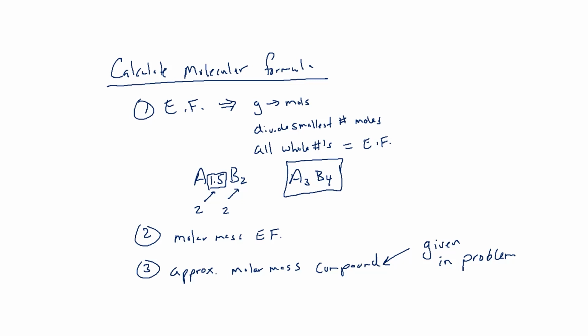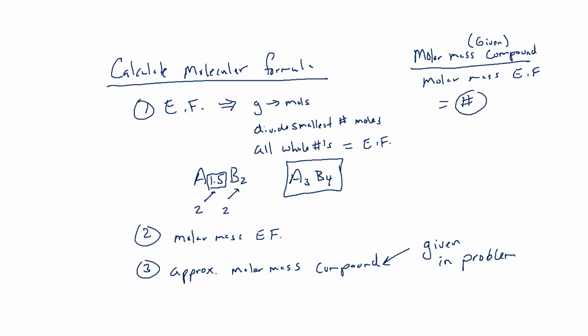Well, we take the approximate molar mass of our compound. Again, that's going to be given to us in the problem. And we're going to divide that number by the molar mass of the empirical formula. So again, molar mass of a compound given to us in the problem divided by the molar mass of the empirical formula, which in most cases we would be calculating. This is going to give you an actual number here. And this number most likely will be a whole number. And it should be probably the factor that you need to multiply the empirical formula by to achieve the molecular formula.